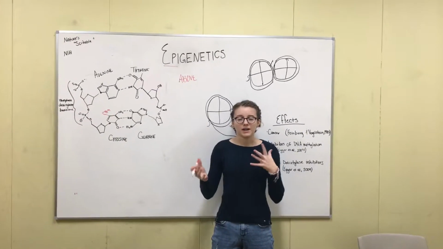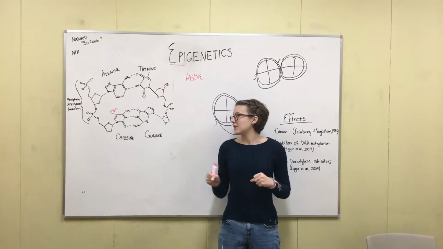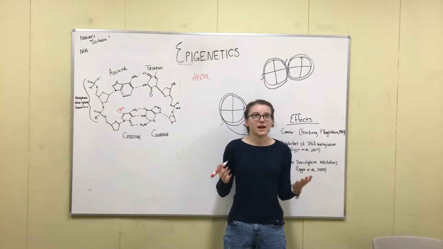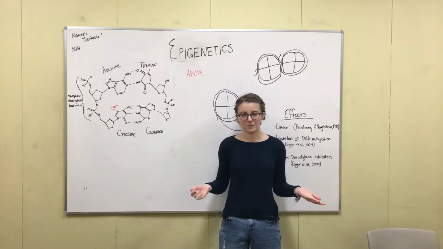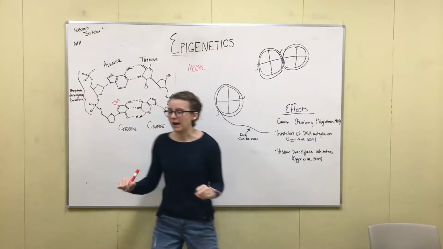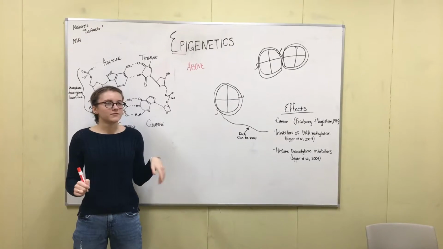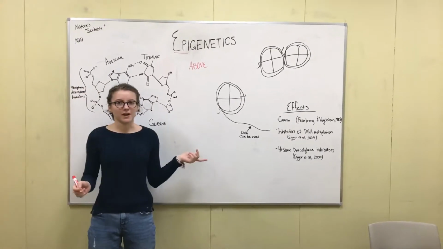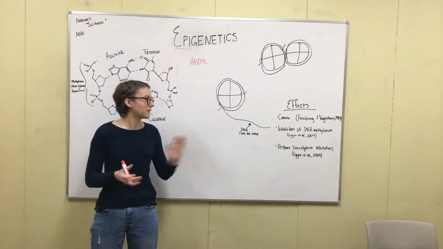When the body is transcribing your DNA to make protein, it will come across this methyl group and realize that, okay, this gene is turned off and we're not supposed to transcribe it. So that's one way that epigenetic modifications can happen. And then another way is something called histone modification. I got this infographic from the National Institutes of Health and I thought it was a really good way to demonstrate how it works, so that's what I'm going to use.